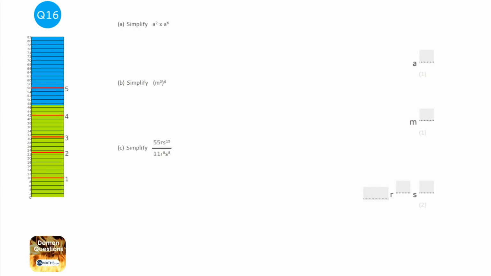These questions are just based on a few rules of indices. The first rule says that if you've got 2 powers with the same base, which these two do because they're both A, you add the powers. Now, if you think about it, A squared is A times A, and A to the power of 6 is A times A times A times A times A times A. So in total, we're timesing A by itself 8 times. So it's A to the power of 8.